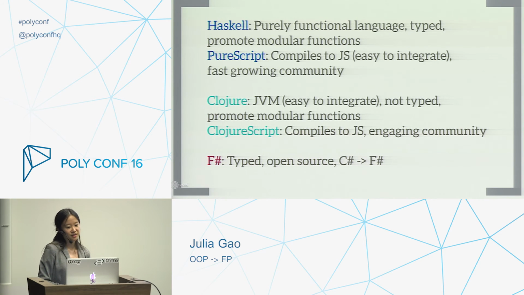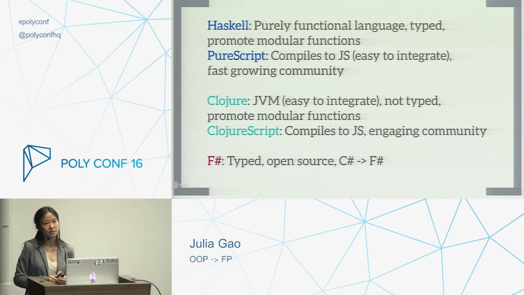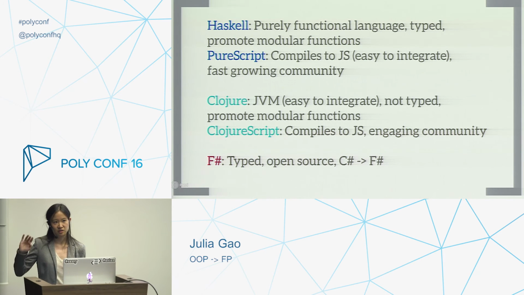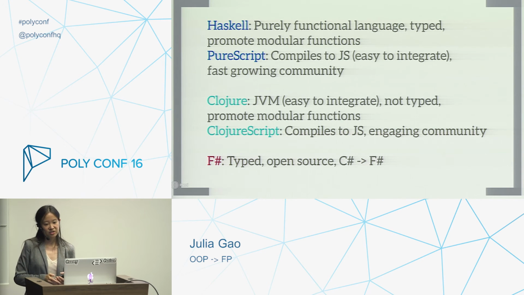And Clojure is another one. It's one of the JVM languages, which means it's really easy to integrate with your Java or Scala apps. It's not typed, but it does promote more modular functions. And ClojureScript, of course, is written in Clojure, and it has a similar syntax. And it compiles to JavaScript, and it also has a very engaging community.